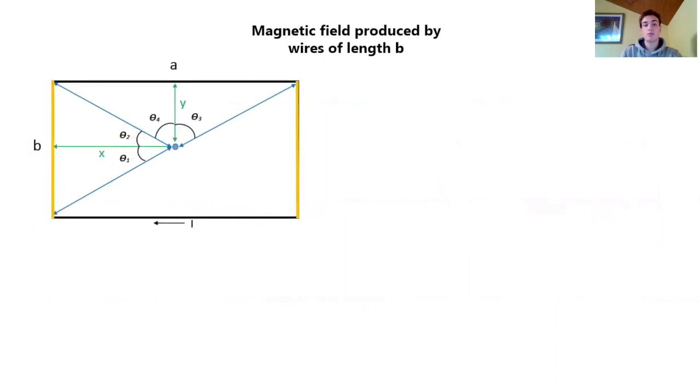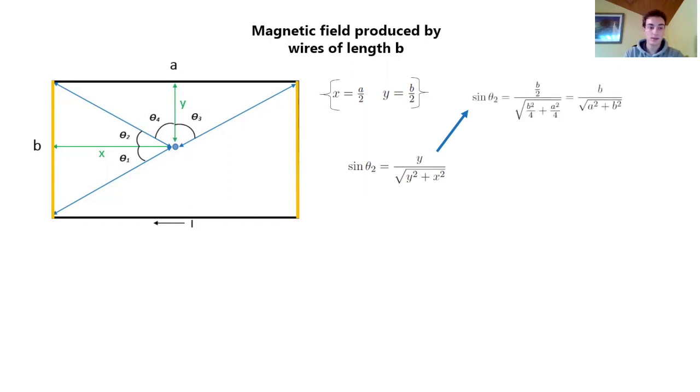Okay, so now focusing on the exercise, we're going to denote x as a over 2 and y as b over 2. And we're now going to focus on sine of theta 2 and theta 1. Using this relation we obtain the result, and the sine of theta 1 will be equal to the sine of theta 2, but with reverse sign. That is because I chose the reference frame as the following.